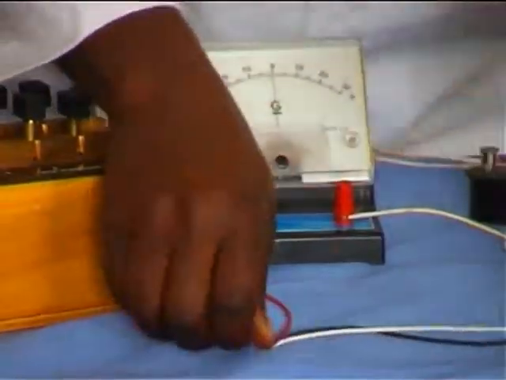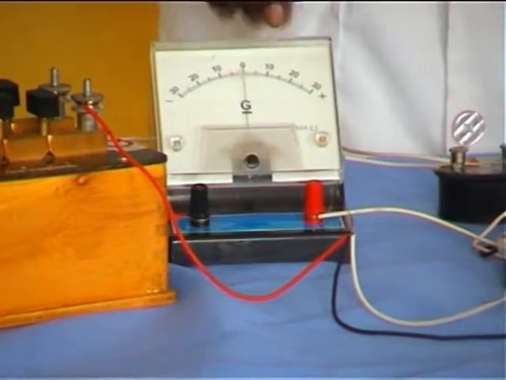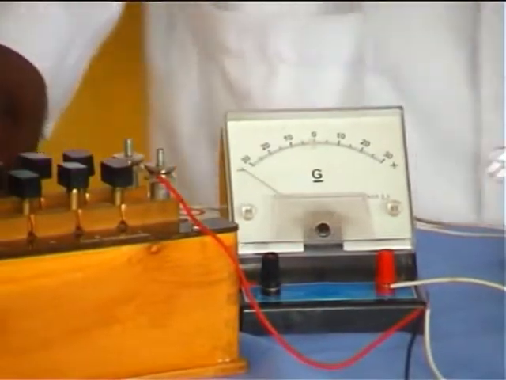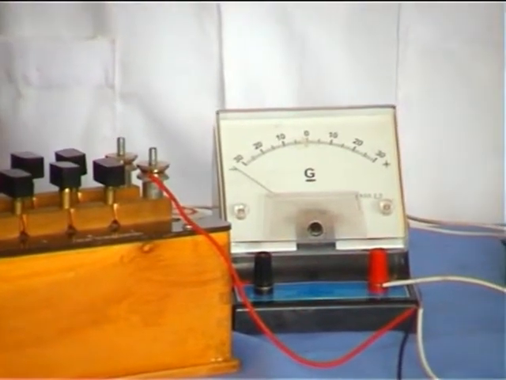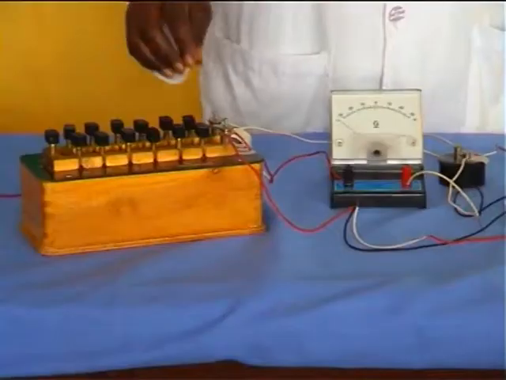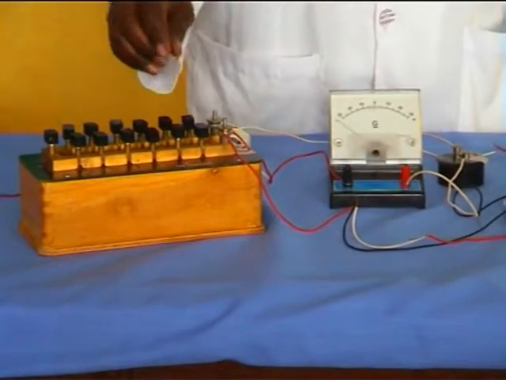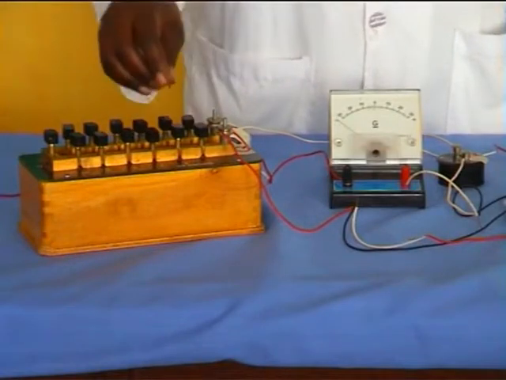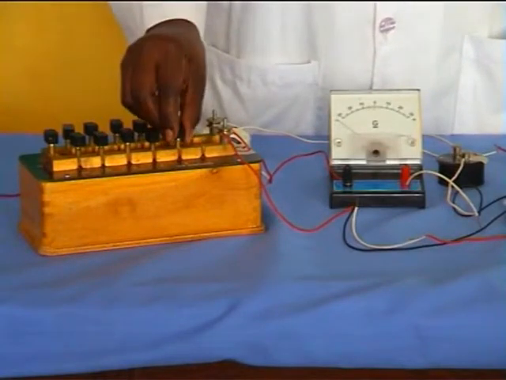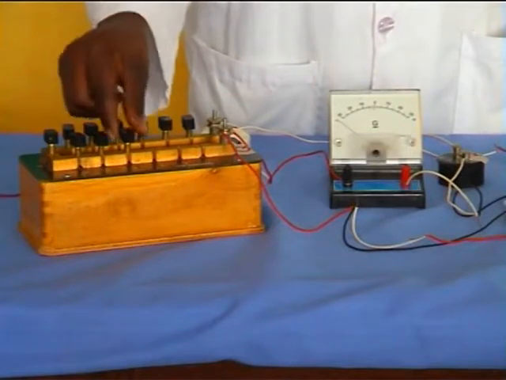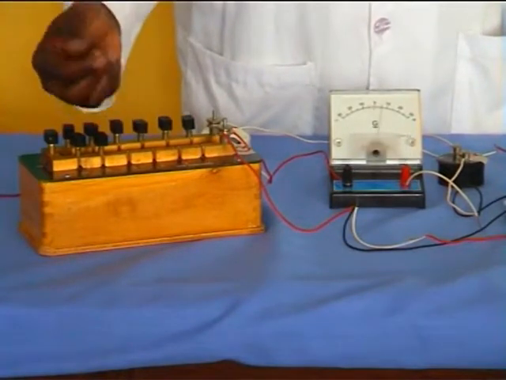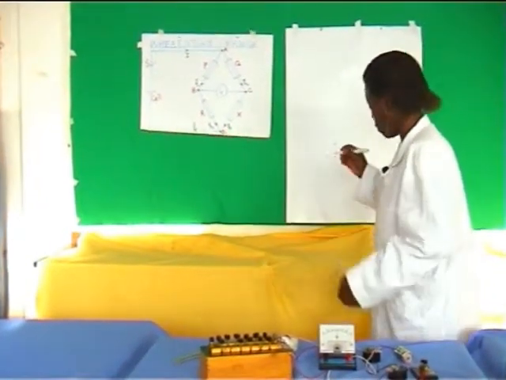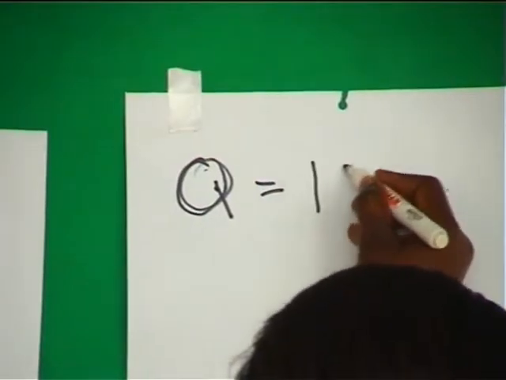After connecting, close the circuit and observe what happened in galvanometer. It is observed that a galvanometer deflects to one side. Remove the plug in resistance box one by one until a galvanometer reads 0 mark. Record the value of resistor Q, which is equal to 10 ohm.